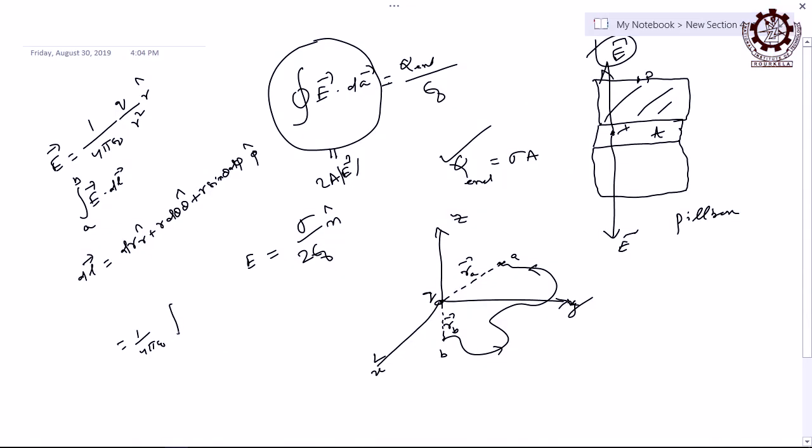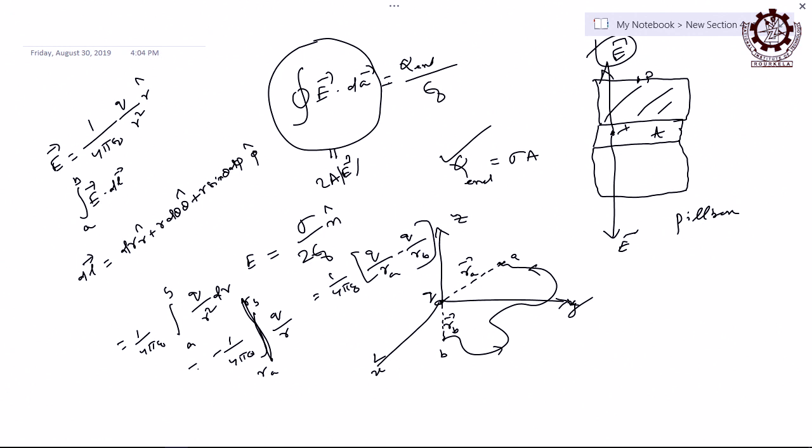How to integrate this from A to B? It will give 1 by 4 pi epsilon 0, integration from A to B of q divided by r square dr, which is minus 1 by 4 pi epsilon 0 times q by r, with limits r A to r B. Sorry, it is a limit, not an integration. Ultimately that gives 1 by 4 pi epsilon 0 times q divided by r A minus q divided by r B. This is the value of the line integration. And when it is a closed path, what will you do?